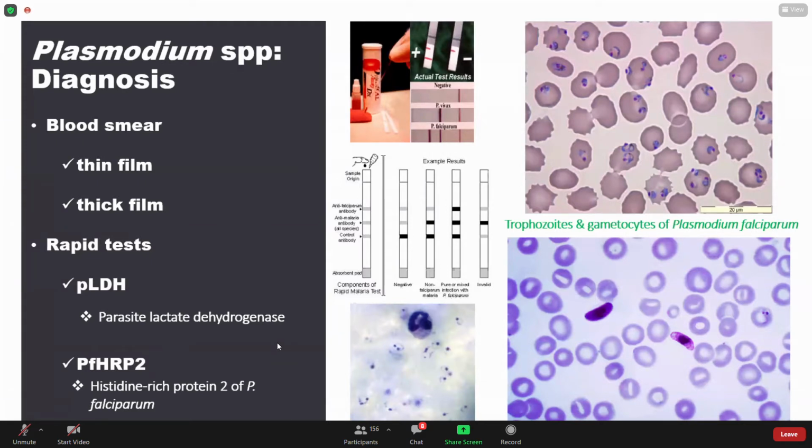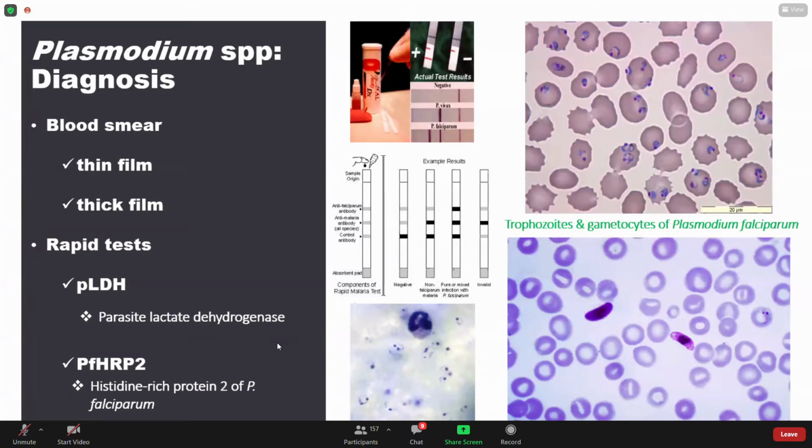falciparum, so that you can be very aggressive in therapy. So what are the things that we can see? If we focus here, you can appreciate that you have some bluish structures within the red cells, right? Now these are the parasites, the trophozoite stage. If you look at this red blood cell, you can appreciate two parasites, right? Here you can appreciate about three.